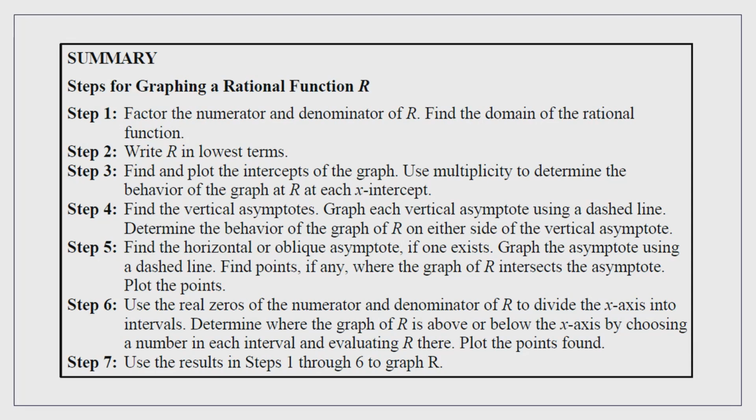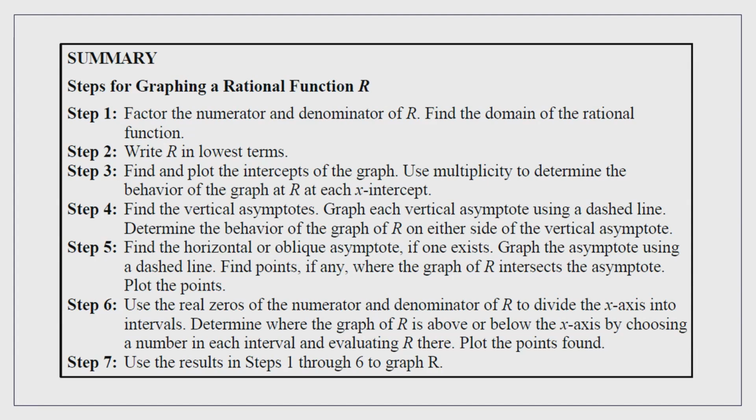Okay. For step 4, you'll find the vertical asymptotes. So you'll graph each vertical asymptote with a dashed line and then determine the behavior of the graph of r at each asymptote, whether it's approaching infinity or negative infinity on either side of the asymptote. For step 5, you'll find the horizontal or oblique asymptote if one exists. Remember, there could be cases where neither exists or one or the other. You can never have a graph that has both.